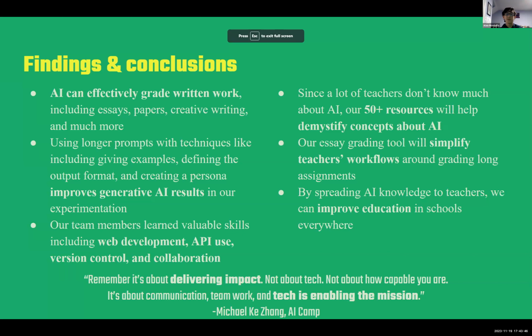So in conclusion, we found that AI can really effectively grade written work, even with a bunch of different rubric categories, and we used a couple prompt engineering tools to improve our results. Over the course of these 10 weeks, our team has learned some really valuable skills, including using APIs, not just OpenAI's, web development, version control with Git, collaboration in a team, and just managing a project. Since a lot of teachers don't know a lot about AI and have little background, our over 50 resources will help demystify the concepts, and our tool will help streamline their workflow so they can get their work done faster. By spreading our AI knowledge, we can improve how education works using generative AI and other forms of AI in schools everywhere.